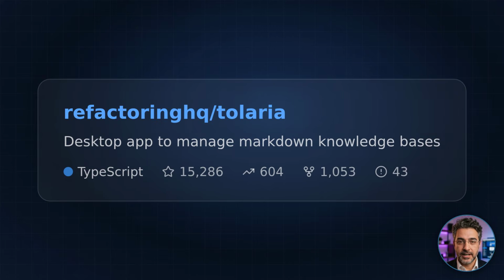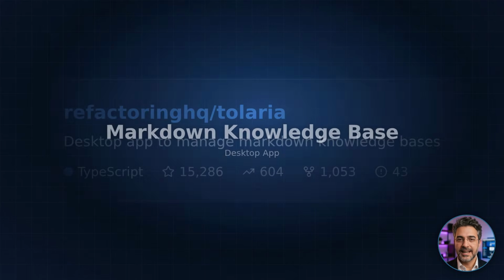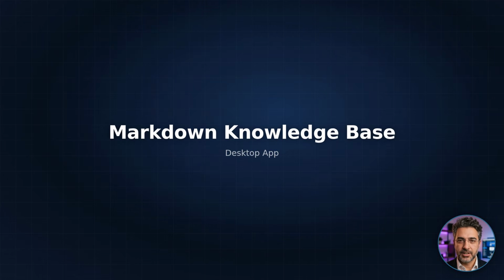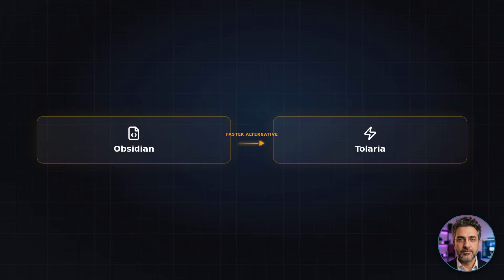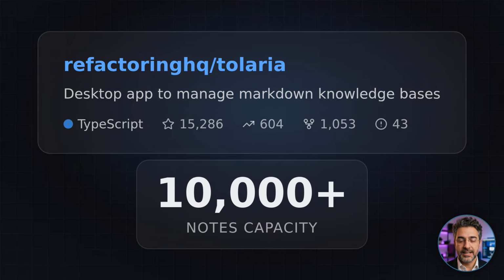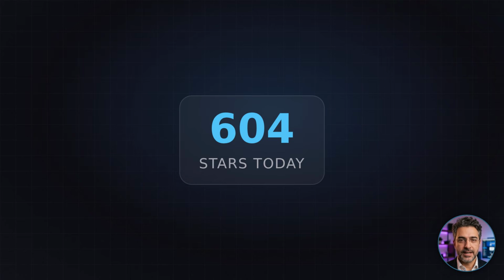Finally, we have Tolaria. This is a slick desktop app for managing markdown knowledge bases. Think of it as a super-powered Obsidian alternative that's built for speed. It's written in TypeScript and designed to handle massive workspaces with over 10,000 notes without breaking a sweat. It's trending with over 600 stars today.